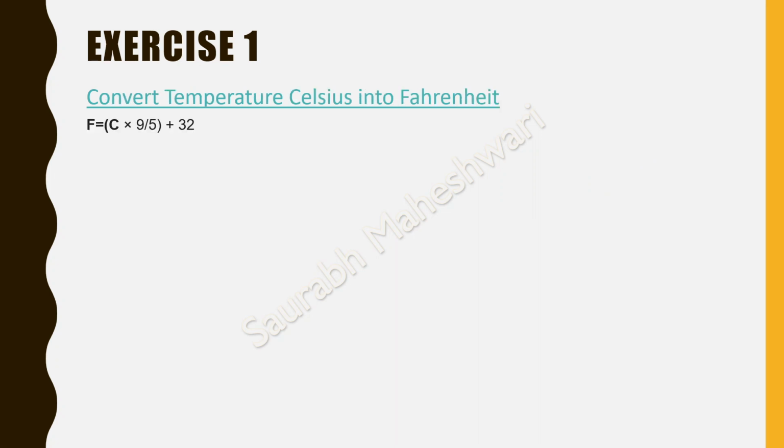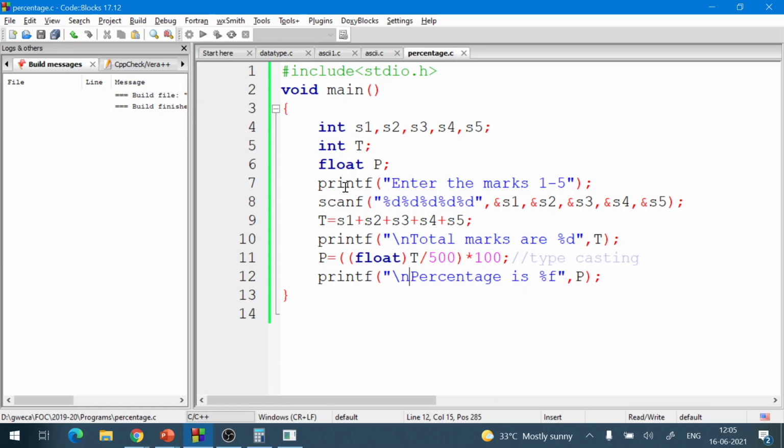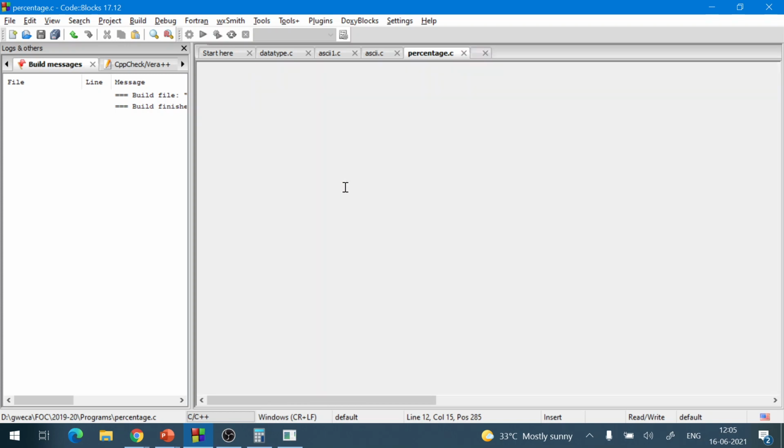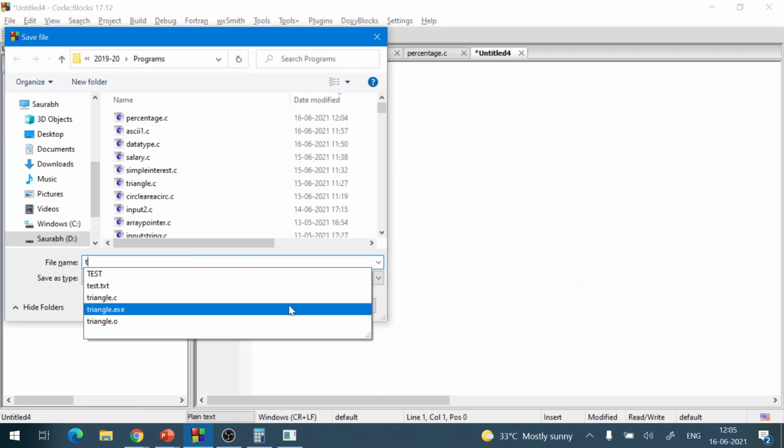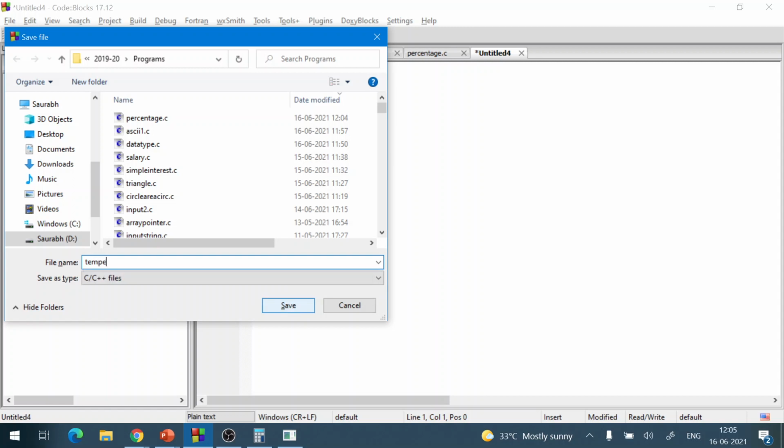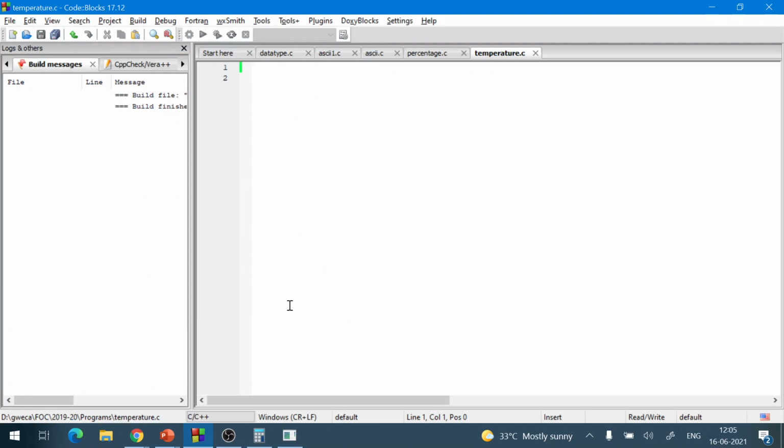Now we want to convert temperature from Celsius into Fahrenheit. I have also written the formula, so that you don't panic about the formula at least, but you can Google and check any formula also, but that is a different thing. We are now learning how to write it. So now I will create another file, that is temperature. Now the temperature.c file is there with us.